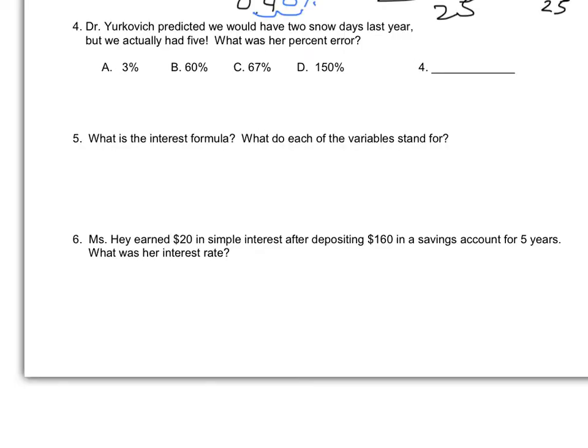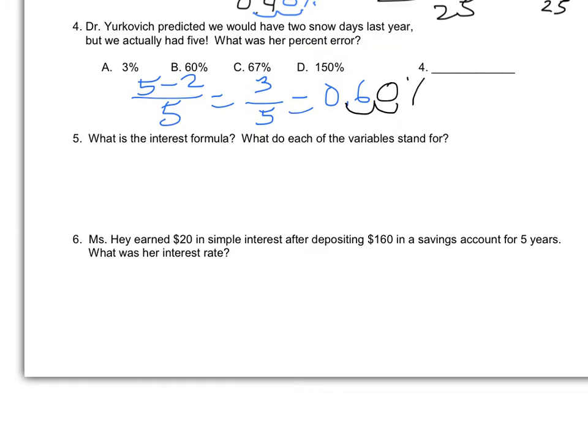Number 4, Dr. Yurkovich predicted we would have 2 snow days last year, but we actually had 5. What was her percent error? For percent error, you subtract your actual from your predicted, so 5 minus 2, and you put that over the actual. So 5 minus 2 is 3 over the actual 5. Put that in your calculator and you get 0.6. That's not a percent, that's a decimal. We want a percent, so we move the decimal over 2 places and we get 60%, B.